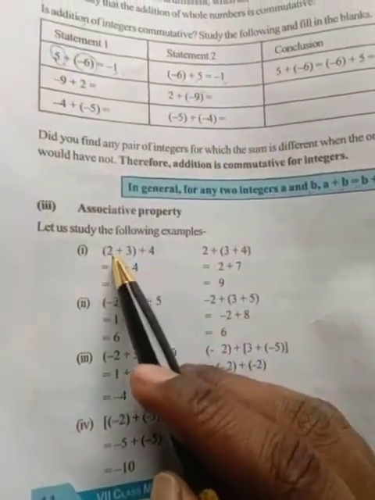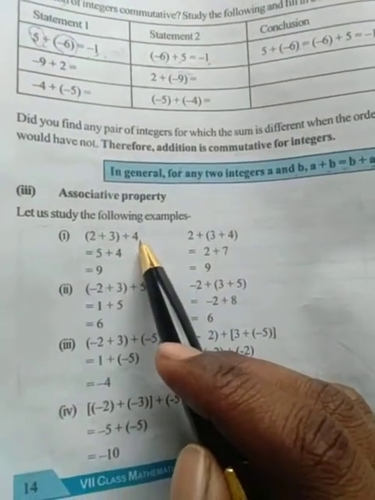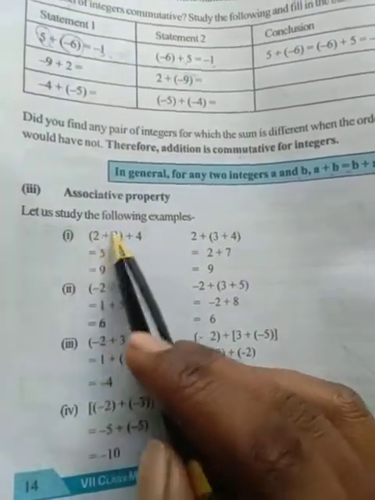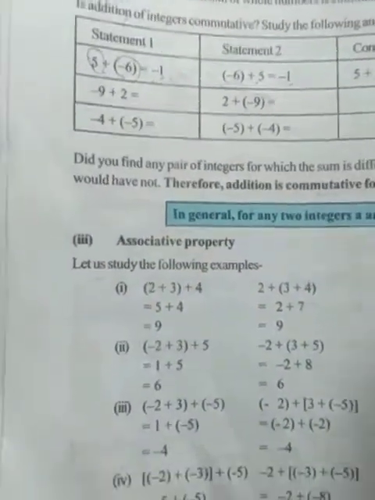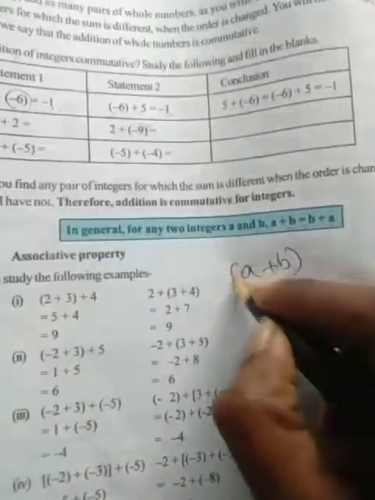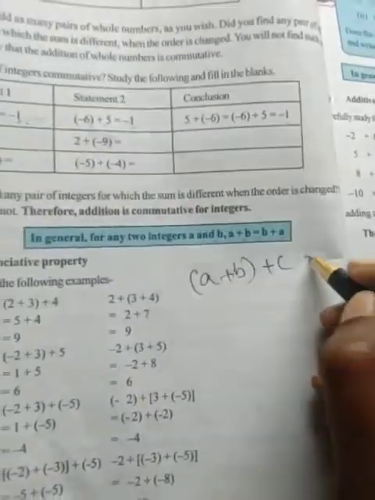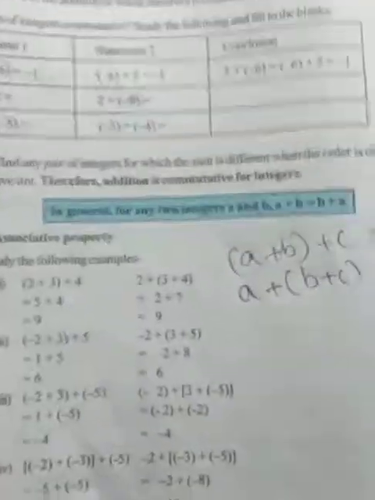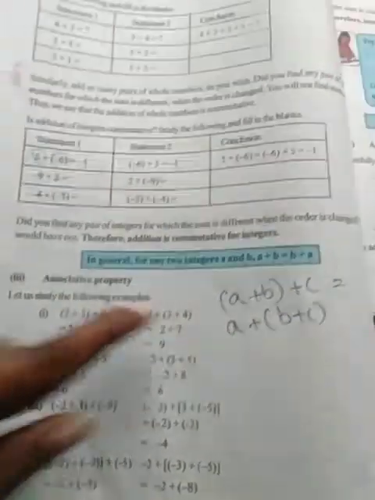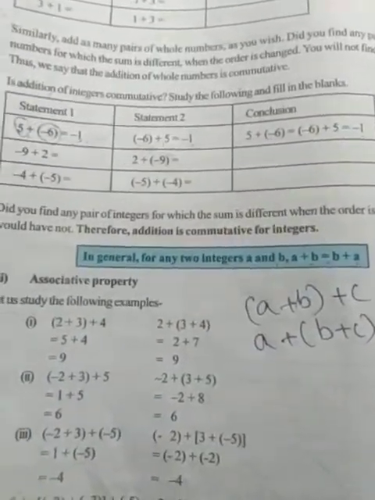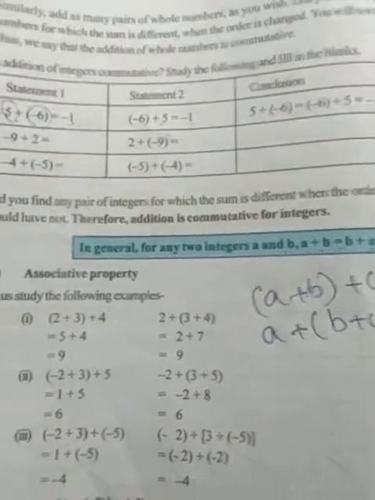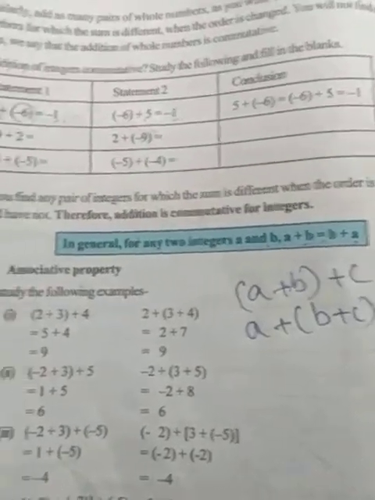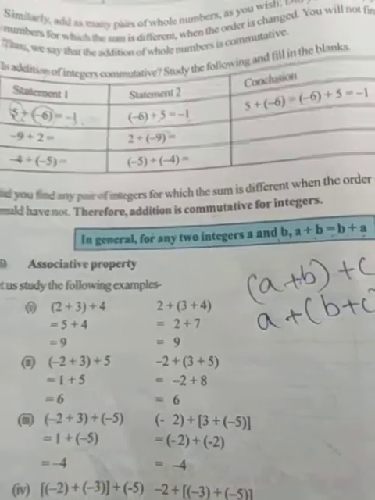See one example: 2 plus 3 plus 4. This is a plus b plus c. Like this only, (a plus b) plus c is equal to a plus (b plus c). It is nothing but these two statements, yes or no? (2 plus 3) plus 4 and 2 plus (3 plus 4). In both cases the answer is equal, that is 9.